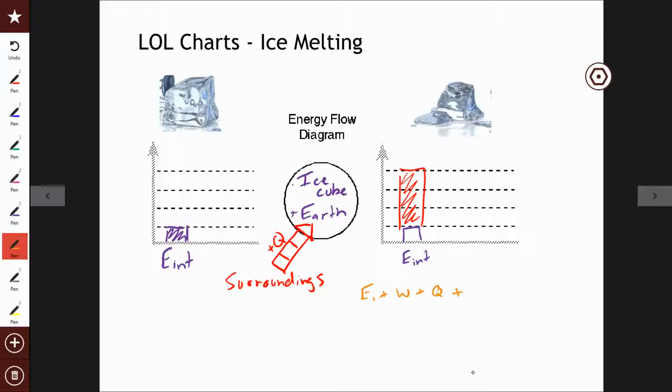So the surroundings, that's not Earth, that's outside of the system. Right, that's why I wrote it outside of the system.